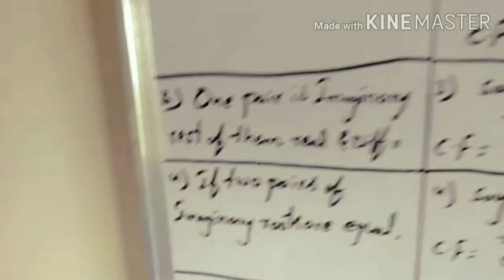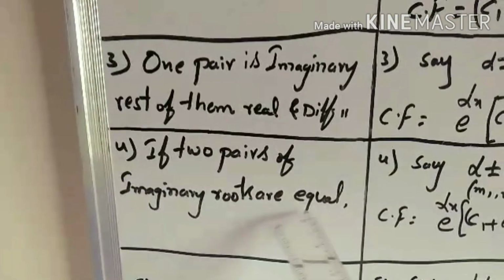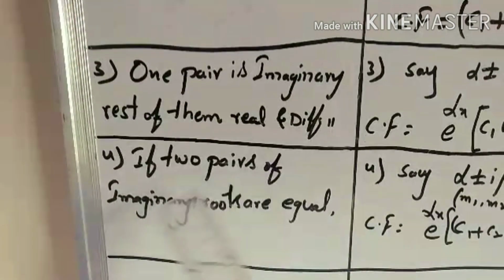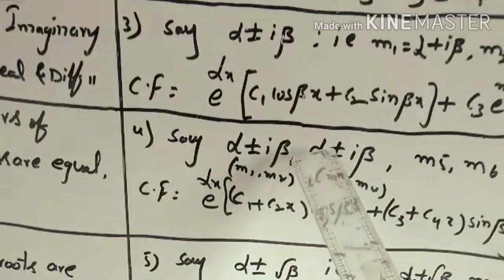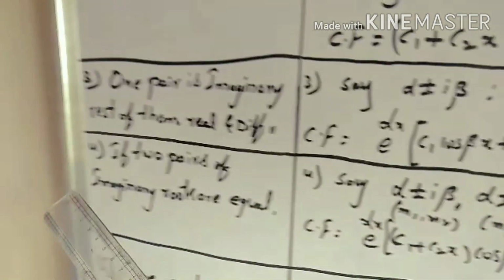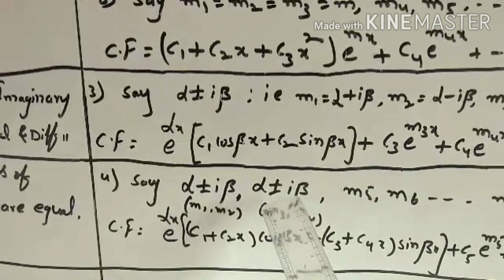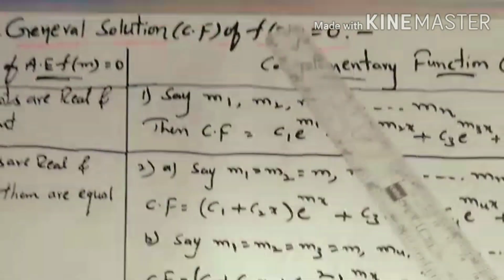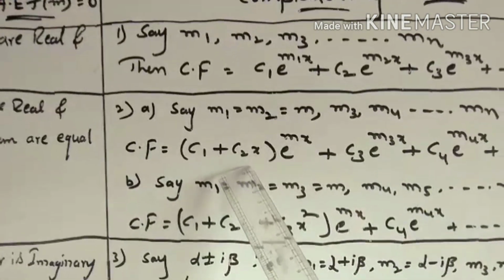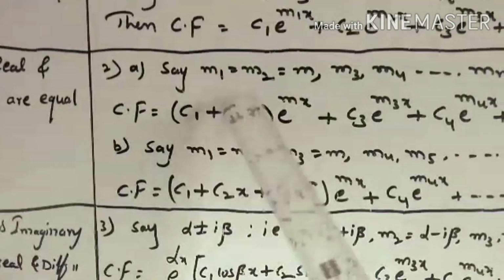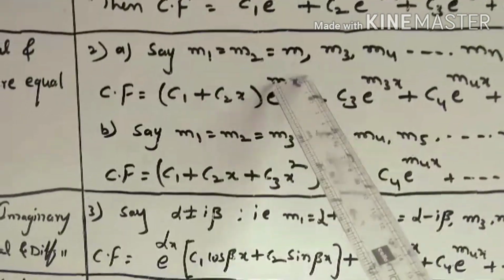Okay. Now the fourth point is if two pairs of imaginary roots are equal. Here what is the condition? Imaginary roots are repeated. Two pairs of imaginary roots are equal. So imaginary roots are repeated. Here normal roots are real and different. Here roots are real and equal. If the real numbers are equal, then what is the process? C1 plus C2x into e to the power of mx.